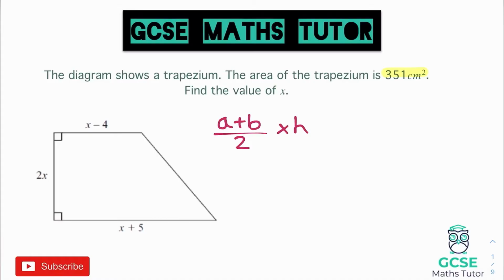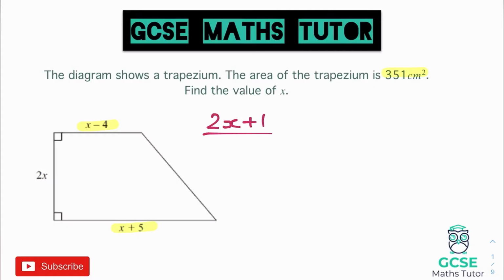That can obviously be written in a slightly different way as well. You could write half brackets a plus b and then times h at the end, but I just like to write it in this particular way. So that's the approach that I'm going to take here. So if we take our first two pieces, our two parallel sides here are the x minus 4 and the x plus 5. So first of all, we'll add them together. Well, we've got two x's, so we've got 2x there. And then we have a plus 5 and a minus 4, and combined that makes positive 1, so it's 2x plus 1. And that's the sum of our parallel sides.